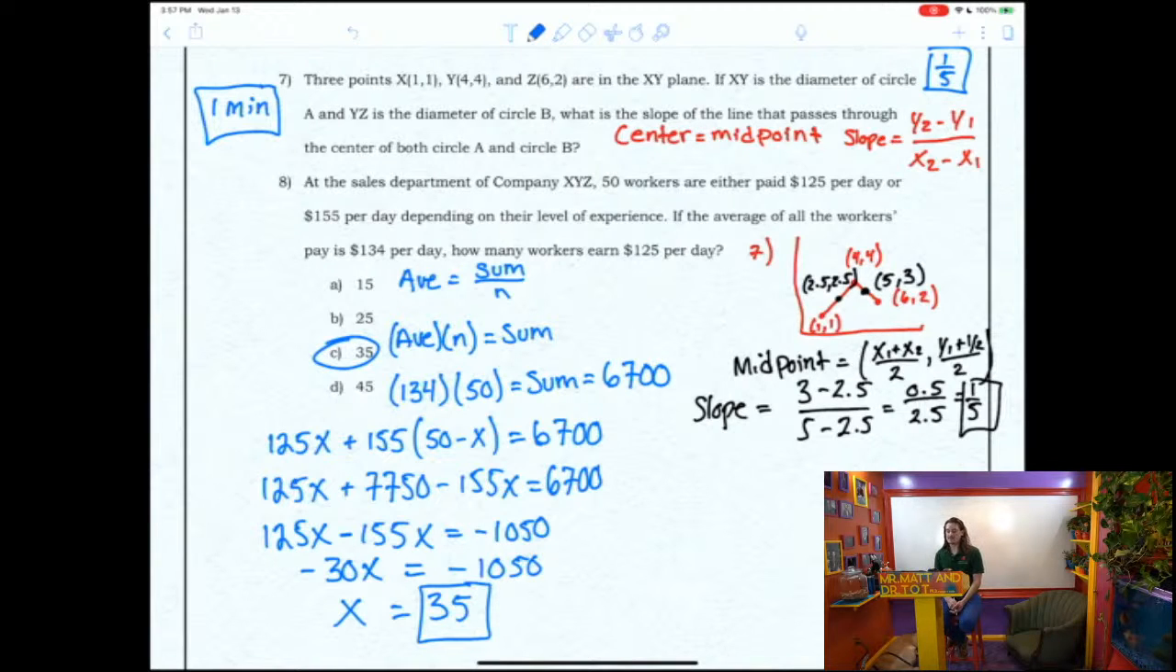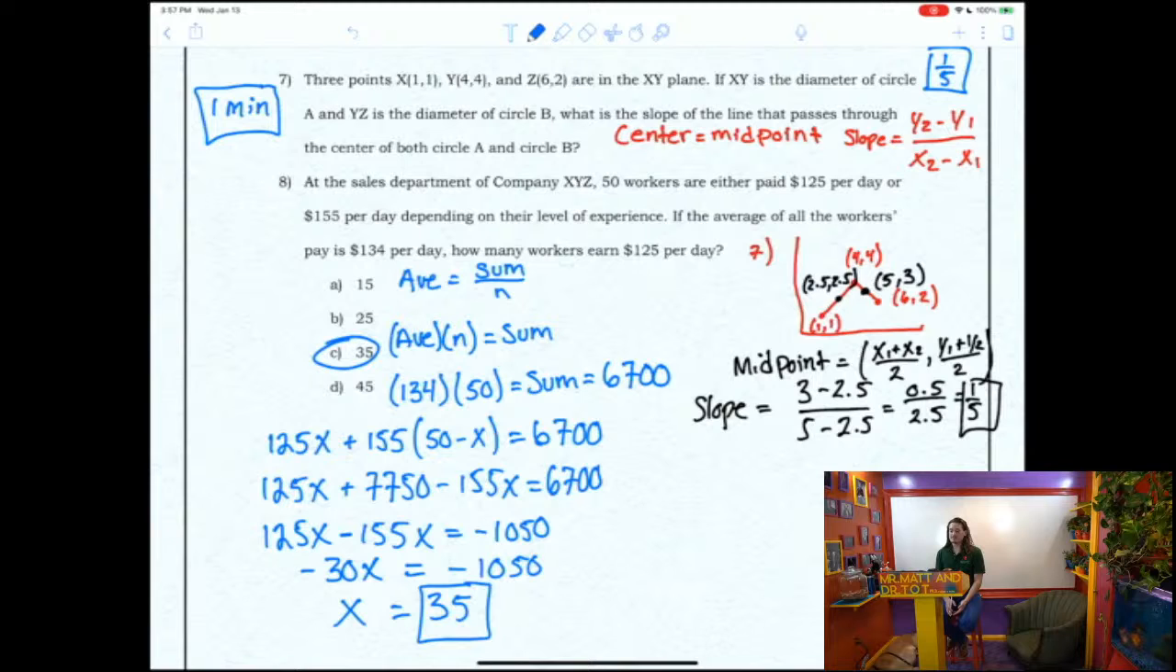If I multiply by n on both sides, that second line in blue shows you the corollary to that average formula. So the average times the number of terms will always produce the sum or the total number of whatever you're talking about. So here they told us that the average of all the workers is $134 per day, and we know that there's 50 workers. So we know that in total, every day, all of the workers are making $6,700. So there's $6,700 to account for.